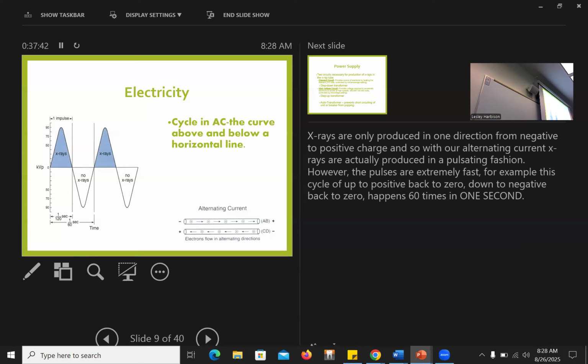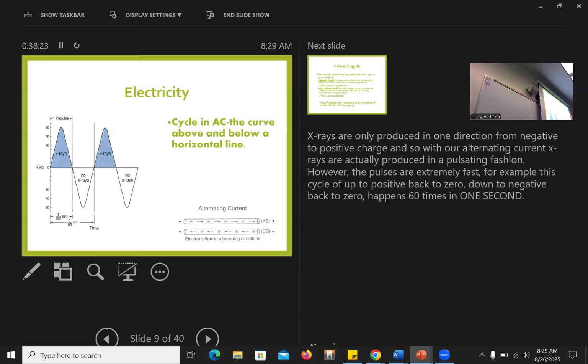And then when it goes from zero down into the negative, so now it's going from positive to negative, no X-rays can be made because it doesn't match up with what's happening inside the cathode-anode relationship. So no X-rays are being made. Back up into the positive, X-rays can be made. And so that's why the X-rays are developed in a pulse. One pulse, one round of up into the positive, back down to zero, down into the negative, back to zero, is 1/60th of a second.